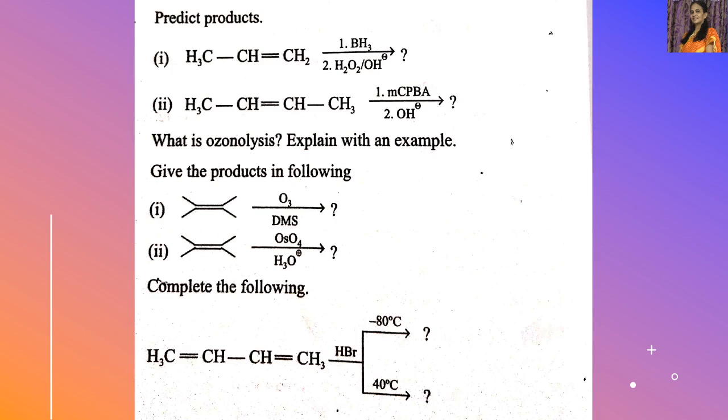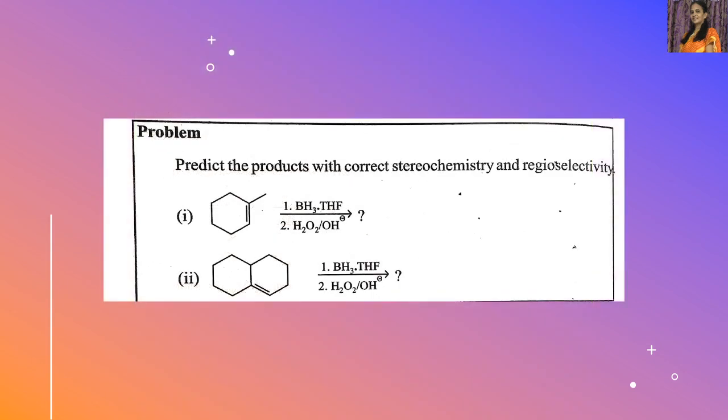And the next one is this one. This is nothing but 1,3-butadiene. That is a conjugated diene, with HBr addition at minus 80 degrees centigrade and 40 degrees centigrade. So 1,2 addition and 1,4 addition, two products here we get. One is major, the other one is minor. And here also 1,2 addition product and 1,4 addition product we get. One is the major product and one is the minor product. Thus we should write. Okay. These are the questions related to today's topic.